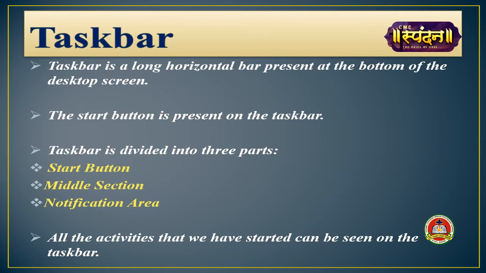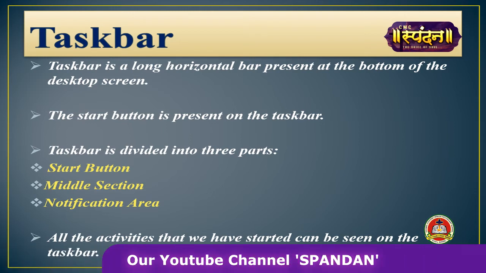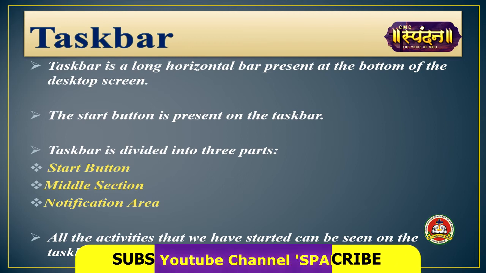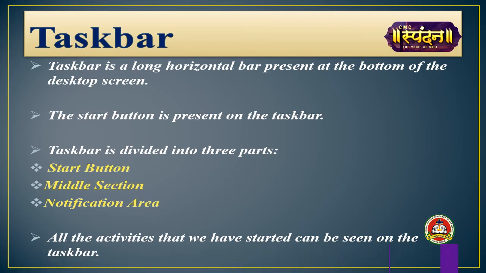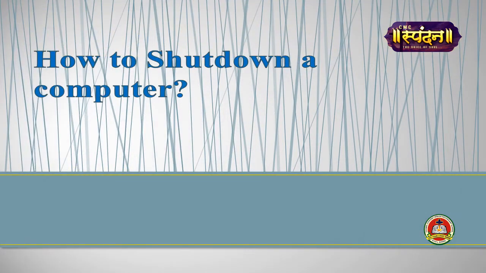Again we'll discuss the taskbar. We'll revise once that taskbar is a long bar present at the bottom of the desktop screen. The start button is present on the taskbar. The taskbar is divided into three parts, that is start button, middle section, and notification area. All the activities that we have started can be seen on the taskbar. Now we'll see how we can shut down a computer. To shut down a computer, again we have to follow some steps, like the steps which we followed when we learned how to start a computer.